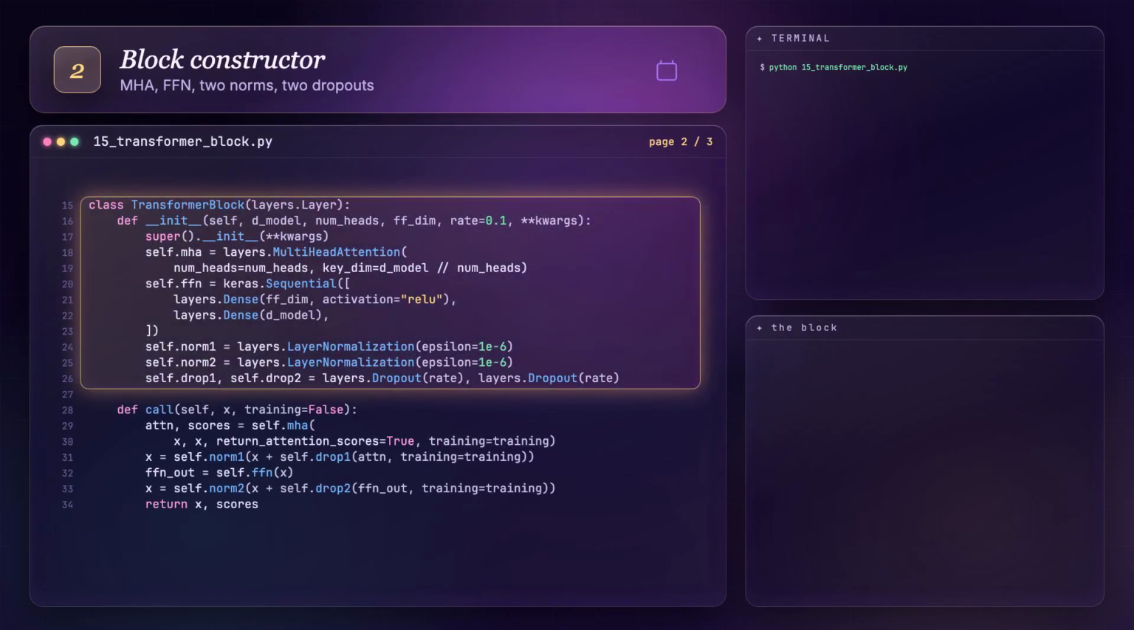Now the block's constructor, multi-head attention with 8 heads. Note, key_dim is d_model over num_heads, so each head works in a 16-dimensional slice. The FFN is a tiny Sequential, Dense up to 512 with ReLU, Dense back down to 128, 2 layer norms, 2 dropouts, everything the block needs, declared once.